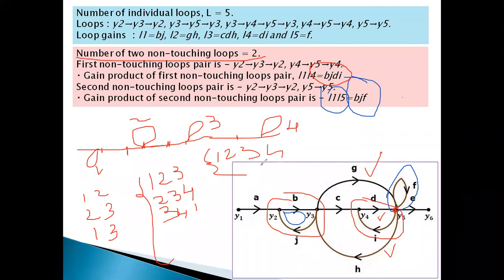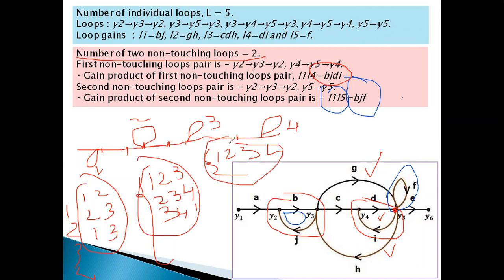So first, we have to identify the individual loops: 1, 2, 3, 4. Second, all possible combinations of two non-touching loops, then all possible combinations of three non-touching loops, then four non-touching loops. Like that, we have to calculate. Is it clear?